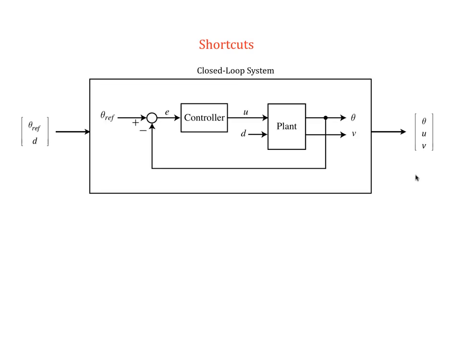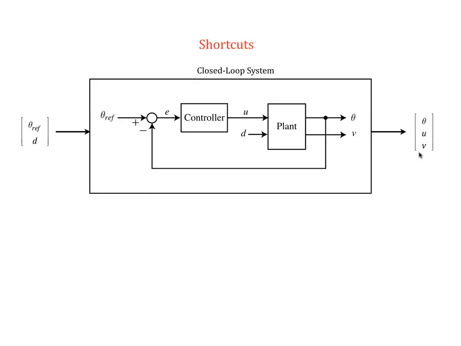So here's a trick I often use. Here I've drawn a box with my closed loop system with all the connections made internally in this box, and I've indicated on the outside of this box that for my closed loop system, I want the input to be a vector with these two elements in this order, and I want the output to be a vector with these three elements in that order.